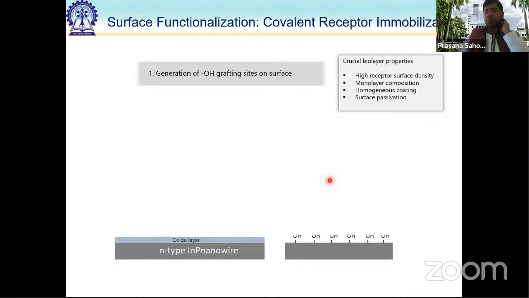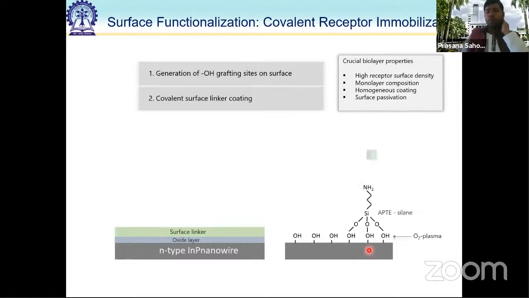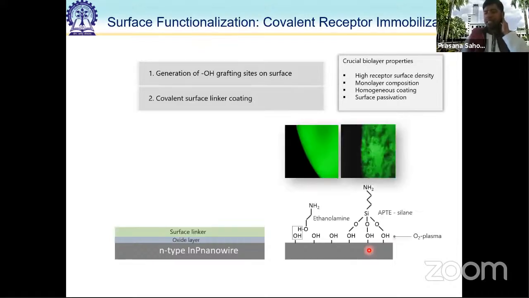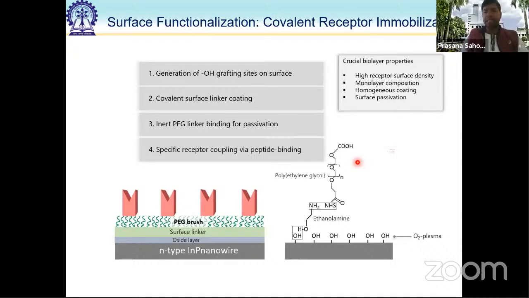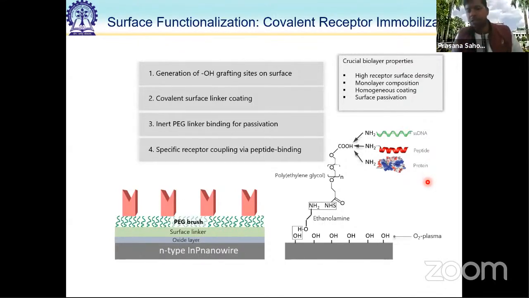How to do the chemical functionalization? Suppose you have some layer of semiconductor, you can make an oxide layer with OH groups, then you can covalently attach APTES, and you can confirm by fluorescent image. Depending on which molecule, you can then connect PEG. Then selectively you can attach different kinds of DNA, peptides, proteins. This is how it can serve as a biosensor for all this.